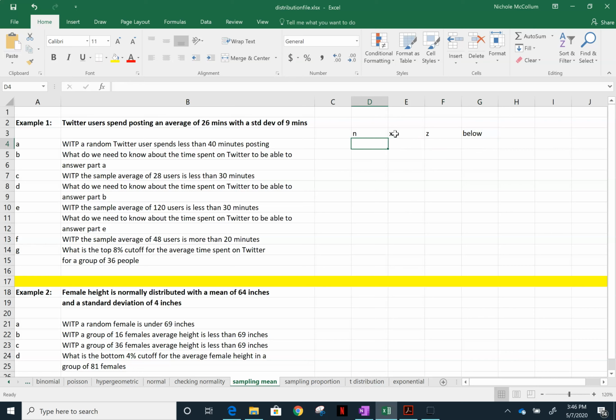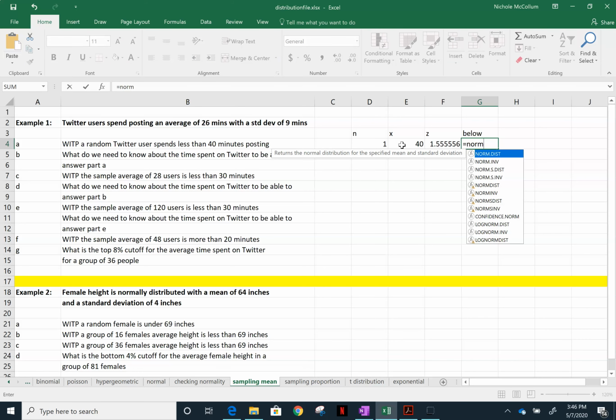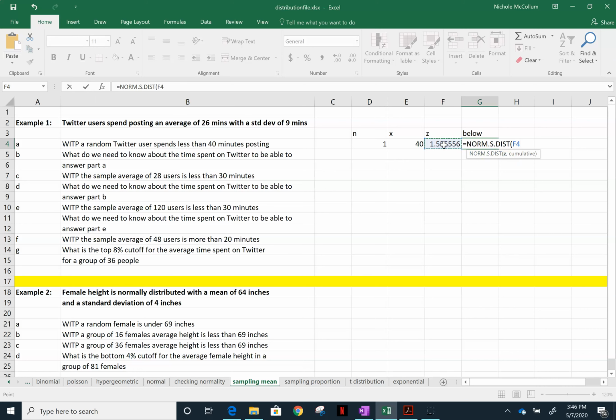N. Well, in this case, it's a random user, so N is 1. Our X, what value are we looking at? 40 minutes. The Z value. Well, by definition, the Z value will be X minus the mean, 26, divided by the standard deviation. See previous files on normality to see how this transformation was developed. So there's my Z value, as we've already gotten. Then we can either use the normal table or NORM.S.DIST. Look at what NORM.S.DIST is looking for. The Z value, good thing we got it, comma, cumulative.